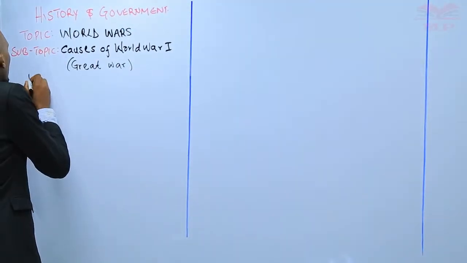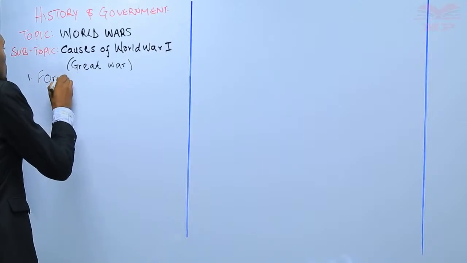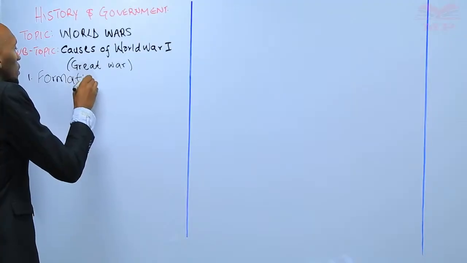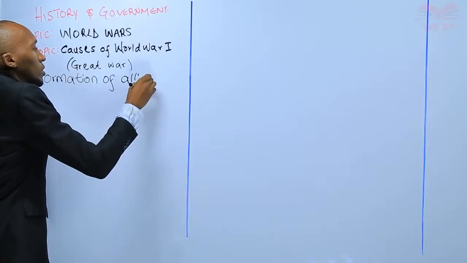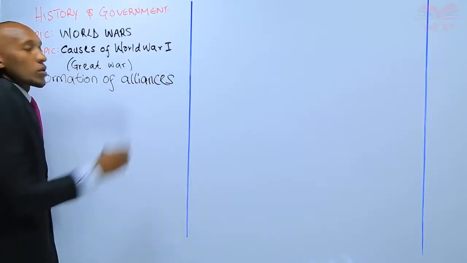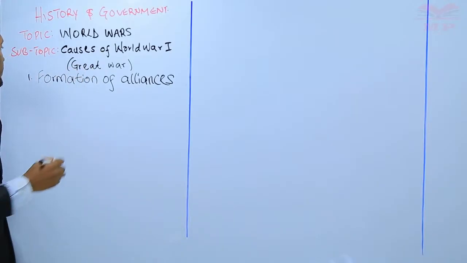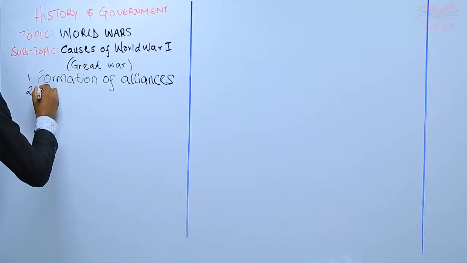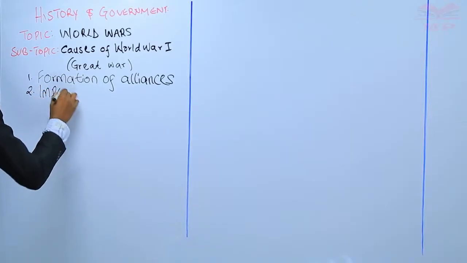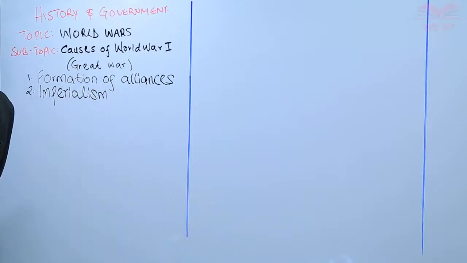So number 1, formation of alliances. Formation of alliances. That is the first cause of World War One. And then number 2, we have imperialism. Imperialism is our next cause of World War One.